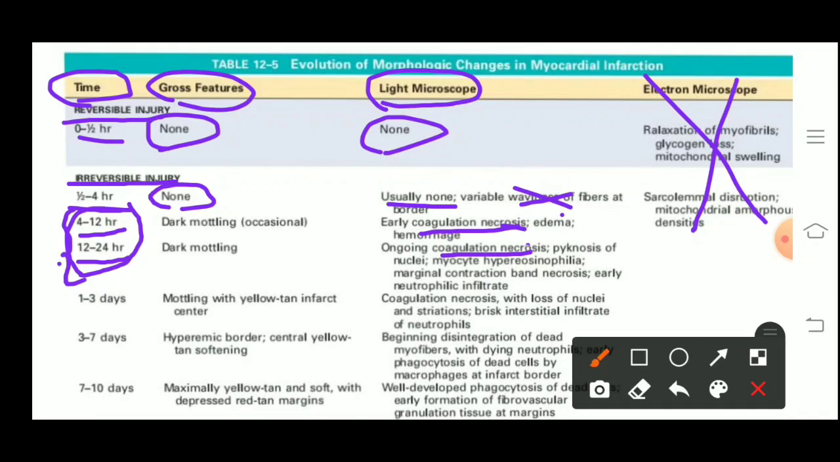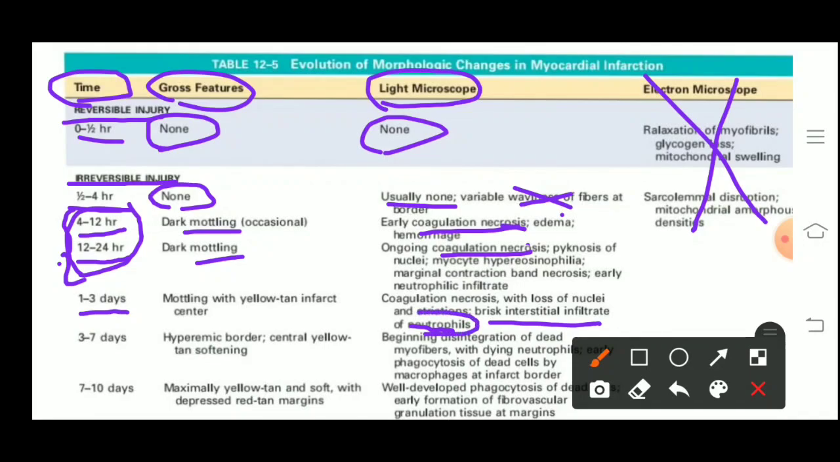Okay, and the gross feature which will accompany this condition is dark mottling. Less than 4 hours, there will be no changes, whereas from 4 hours to 24 hours, that is 1 day, you will develop coagulation necrosis. And after that, 1 to 3 days. In 1 to 3 days, the coagulation necrosis had occurred. After necrosis, what will happen? Obviously, acute inflammation starts. So there will be a brisk interstitial infiltrate of neutrophils. That means neutrophils have started coming in.